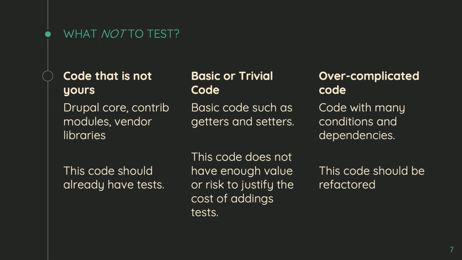The third one is overcomplicated code. Some of you might be going, what are you talking about? This is actually a little bit of a trick. By overcomplicated code, I mean something very specific. This is code like a really big function that has lots of conditions in it, or code that has a lot of dependencies in it, like maybe 15 dependencies. That code is way overcomplicated. You should not add a test for that. Instead, you should refactor, simplify the code, and then add your test coverage for that.